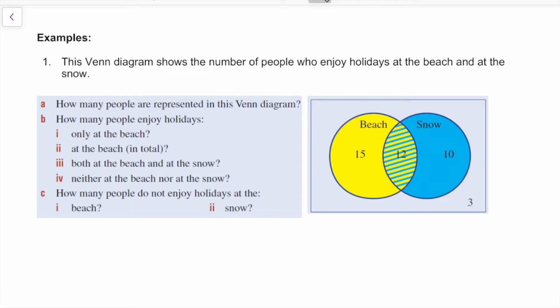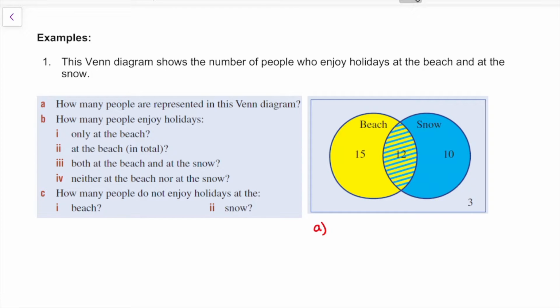at the beach or holidays at the snow. You can see over on the right hand side there, we have our two circles, our circle for the beach and our circle for the snow. We can see there's the overlap in the middle and there's that space around the outside for the people who don't like either of those options. So we want to know first and foremost how many people are represented by this diagram.